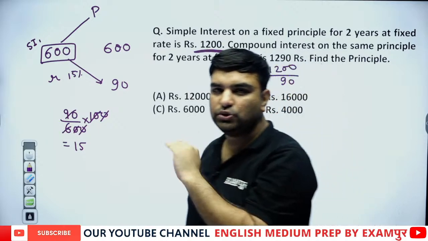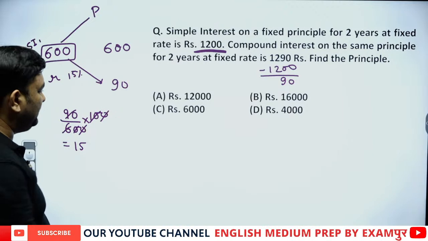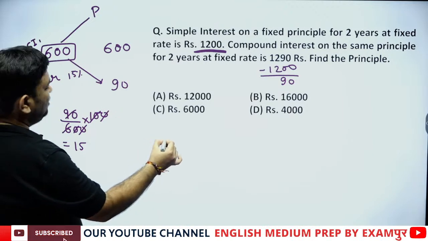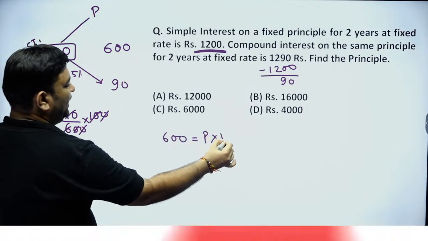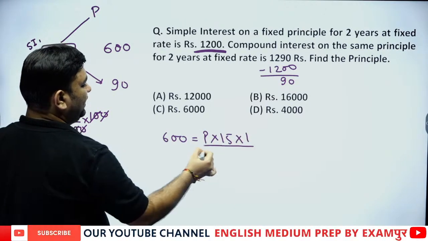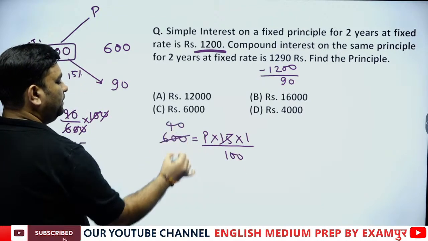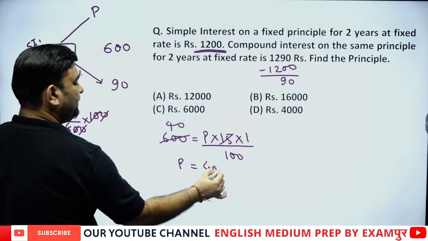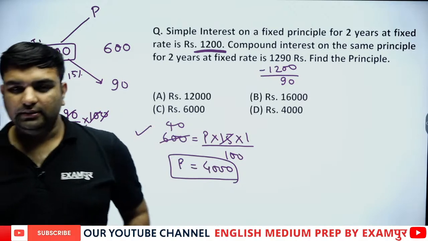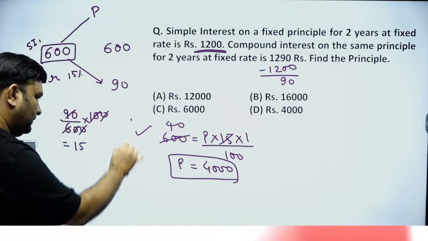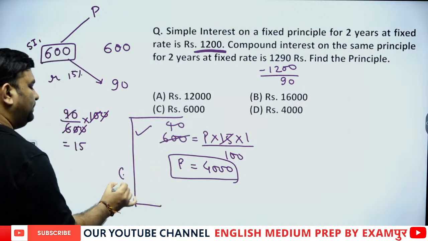SI of 1 year is 600, which is principal into rate. For 1 year, multiply by 1 upon 100. Principal is 4000. This is the basic, logical method. Complete.